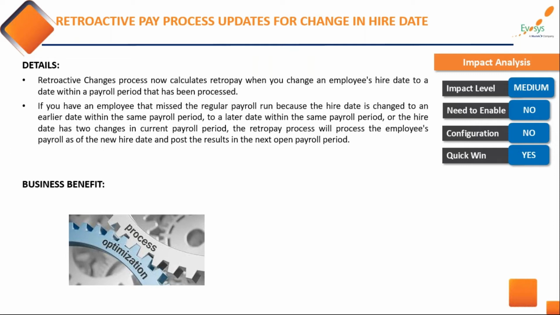And if the system is able to rectify and post or calculate the payroll results in that period, then nothing would be better than that. So again, from an impact analysis standpoint, I would say it is medium to high, and this feature is enabled by default. There is no configuration required to do this, and definitely it is a quick win.